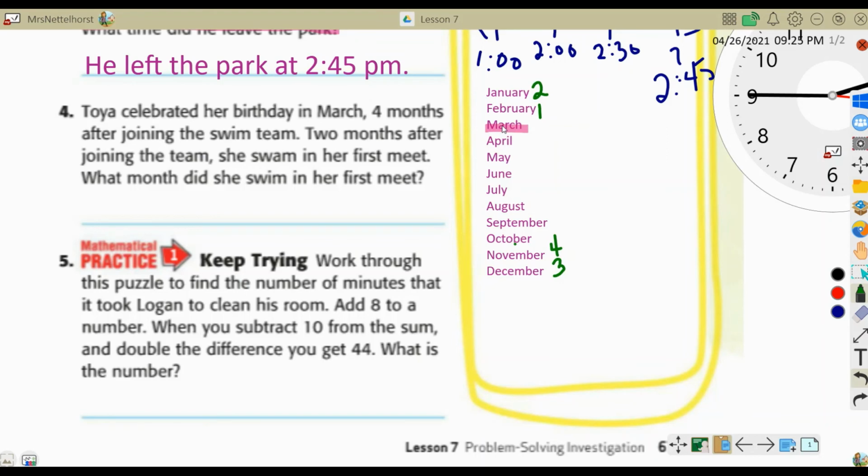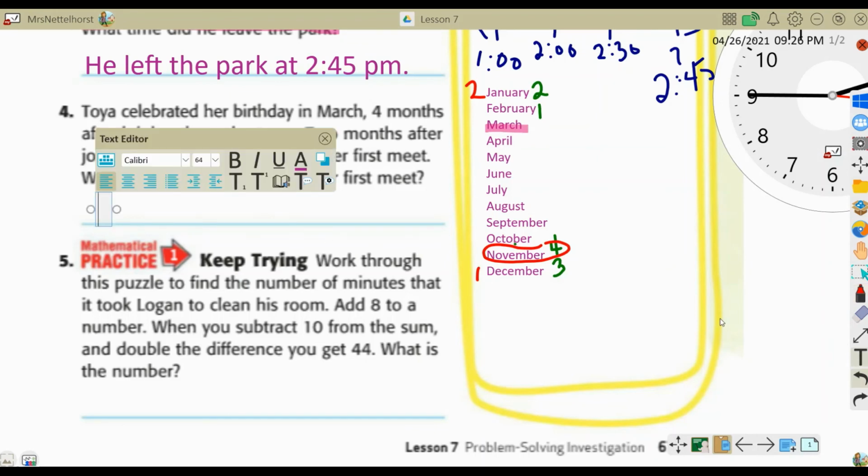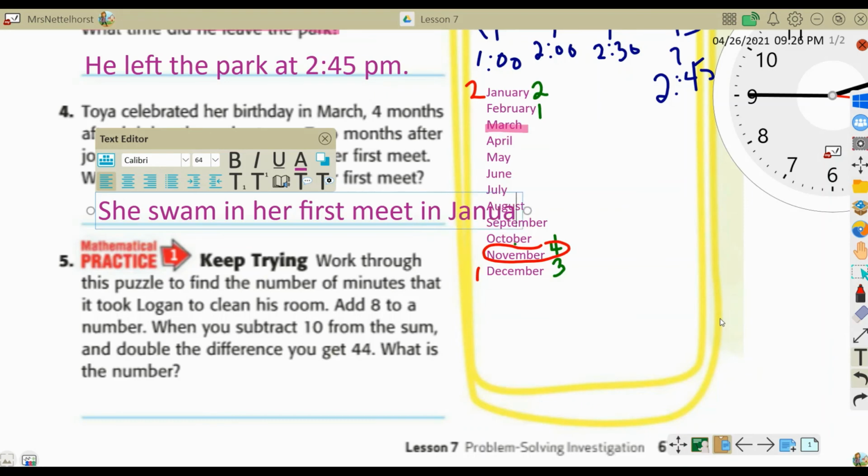2 months after joining the team, she swam in her first meet. So let's switch colors. So she joined the team in November. So 2 months later, she swam in her first meet. So we're going to count 2 months. 1, 2. So what month did she swim in her first meet? January. She swam in her first meet in January.